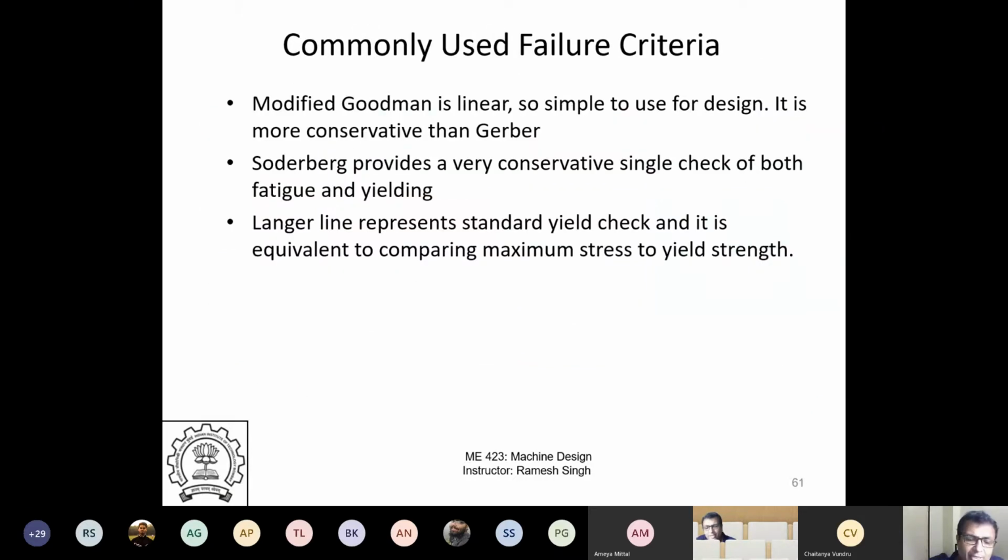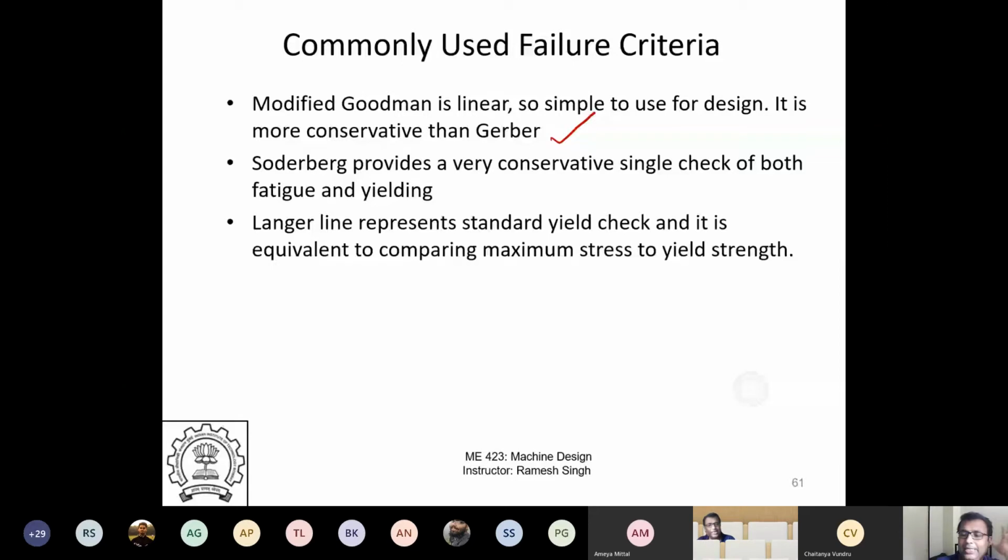So commonly used criteria is Goodman. Modified Goodman is linear, very simple to use for design, because I showed you, I drew it like 3 times here itself. It's very simple to understand and evaluate, but it is more conservative than Gerber. So you're over designing, right? Soderberg is even simpler, but it doesn't even account for ultimate. So it actually just considers fatigue and yielding. It has only 2 things which it worries about: fatigue and yielding, right?